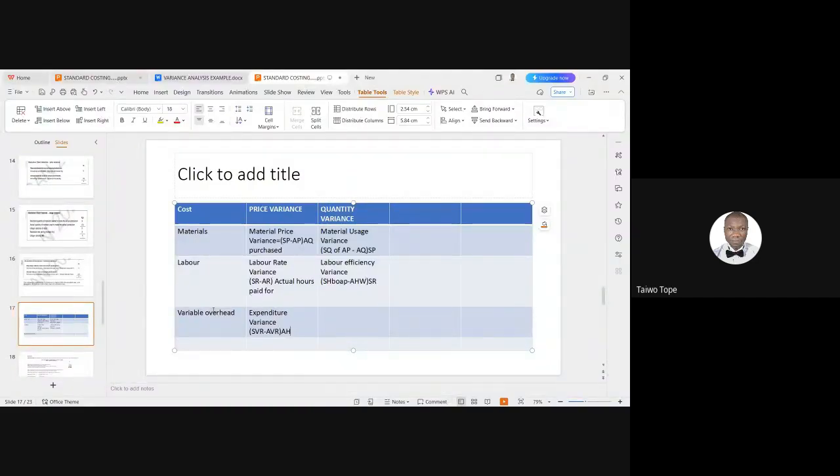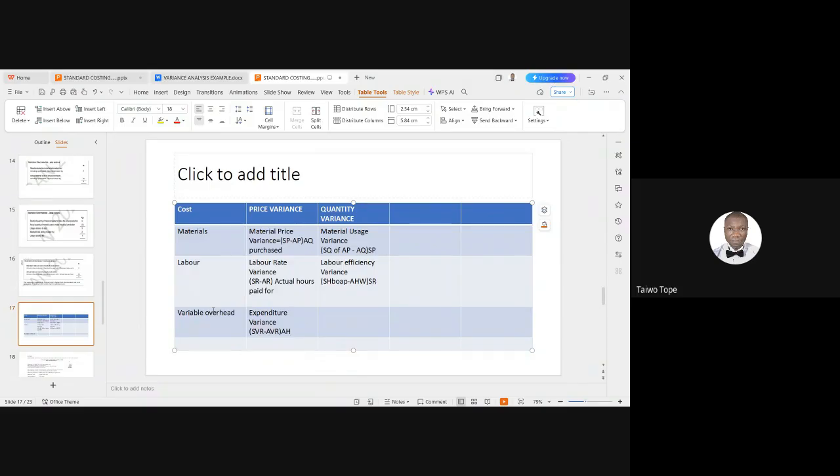So for you to get your variable expenditure variance, it will be your standard variable rate less actual variable rate, multiplied by what? Your actual hours. Same memory trick: your rate difference in relation to your actual hours. That is for the expenditure variance.